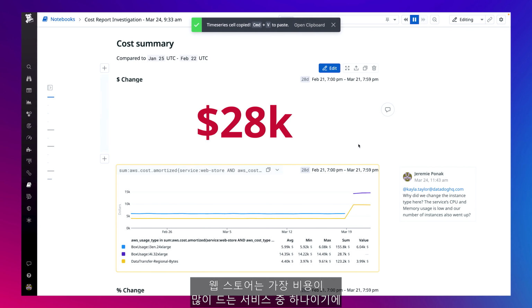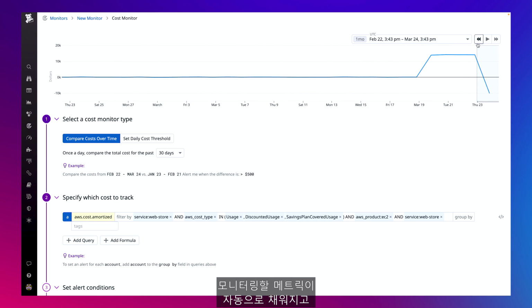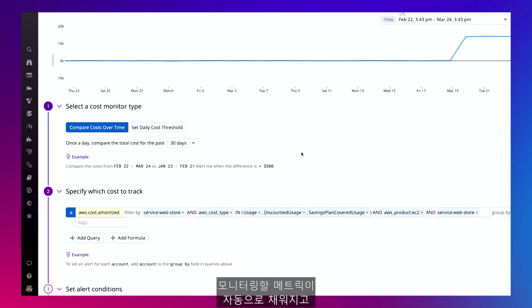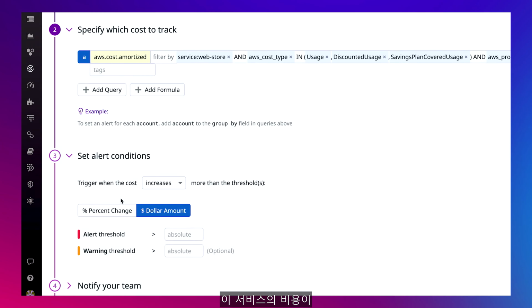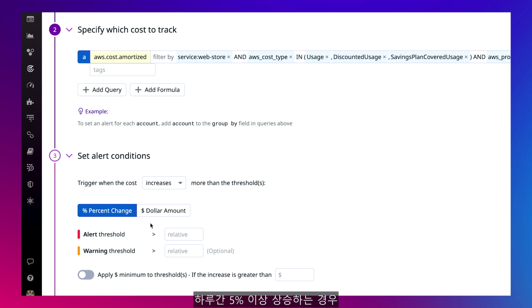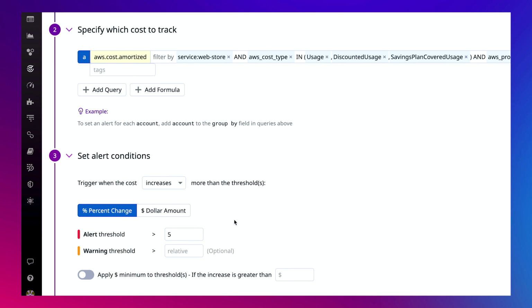And since the web store is one of my most expensive services, I want to be notified of any changes like this in the future. The metric to monitor is automatically filled out, and it can be set by percentage change over time. Anytime the cost of this service increases by more than 5% day over day, both myself and the respective team will be notified to ensure there are no more surprises in our cloud bill.